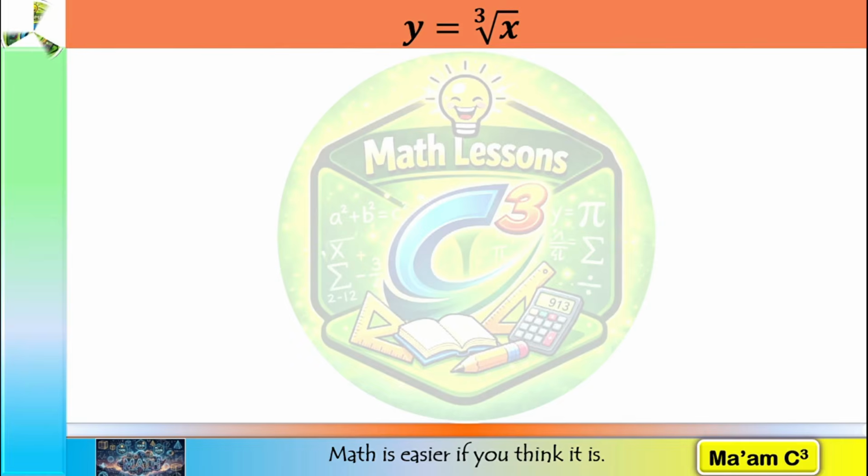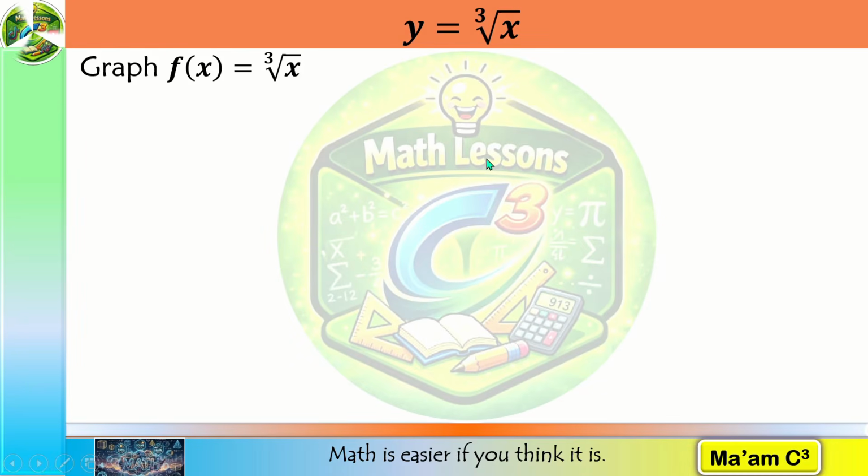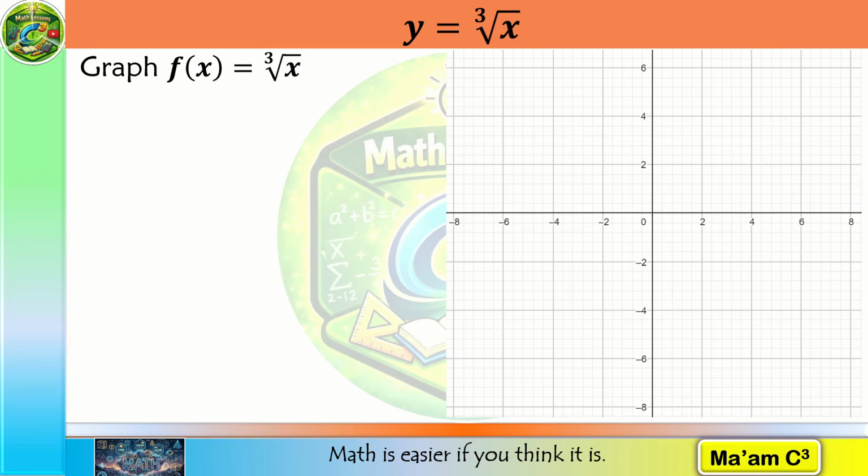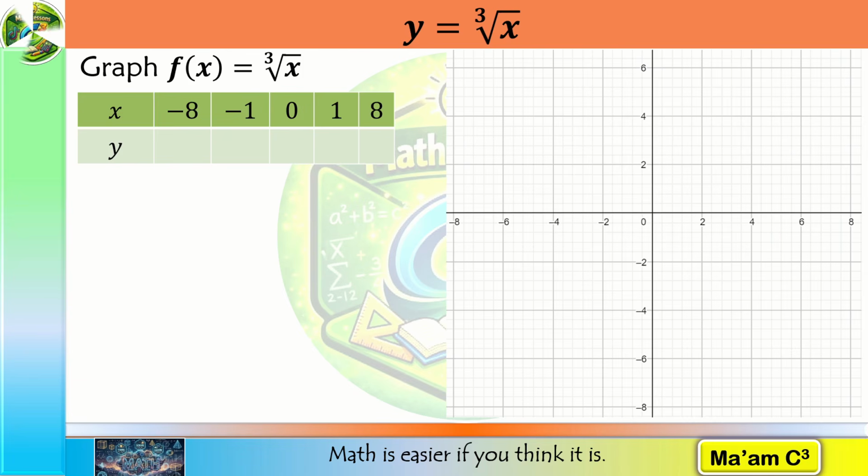The third parent function. Y is equal to cube root of x. We're going to graph this one. Of course, we're going to need a Cartesian plane and table of values. I have again here negative values, positive values, and 0.